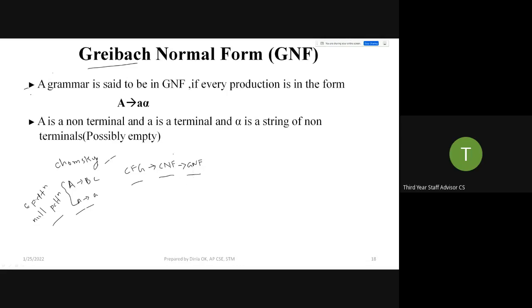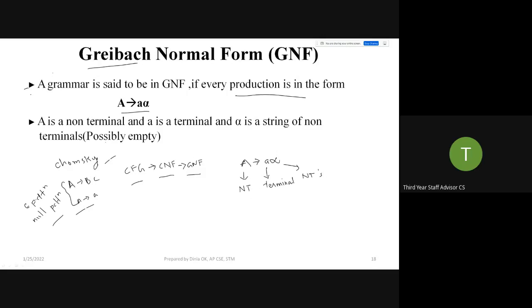Okay, how or what is the criteria for a Greibach normal form? ഒരു ഗ്രാമർ Greibach ആണെന്ന് പറയണമെങ്കിൽ every production in the grammar must be of the form A implies a alpha. What will be meant by A implies a alpha? It means we can have the non-terminal on the left hand side, and in the right hand side, first of all we must have a terminal. a represents the terminal, and the next part alpha represents a combination of non-terminals.